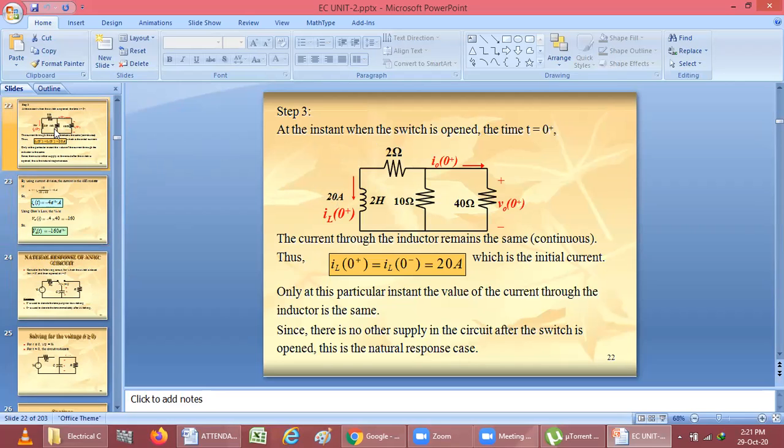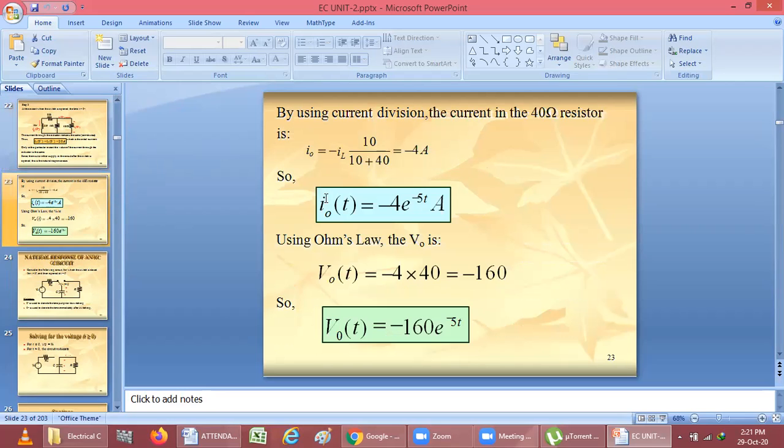You can solve here, you can see here, 20 into 10 upon 10 plus 40. So what will happen? 20 into 10 is 200, upon 10 plus 40 is 50. So 200 upon 50, that will be 4. But as here we are taking a negative sign, the output current flowing through the 40 ohm resistor will be minus 4 ampere.